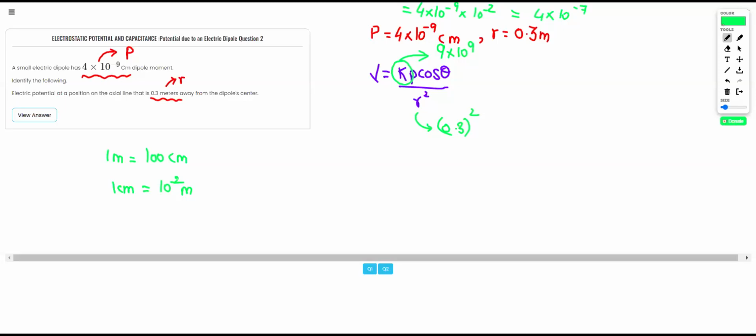Now you have the value of P. What about theta? The point is on the axial line, so your angle theta will be 0, and cos 0 is 1. That means we have Kp upon R square, with the values of K, P and R square. So our V value will be equal to 400 volt.